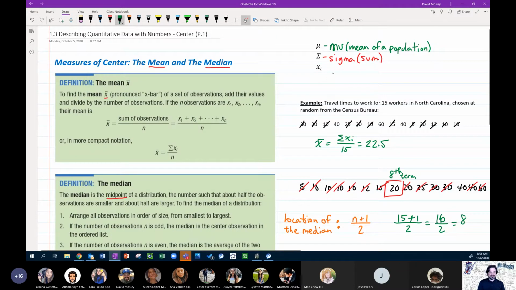And then our x sub i, this represents the data point as a symbol. And we use i in math in this way as a subscript to represent that I can replace that with any number. So like x sub 3 represents the third term or third data point in my set. So it's a labeling convention.